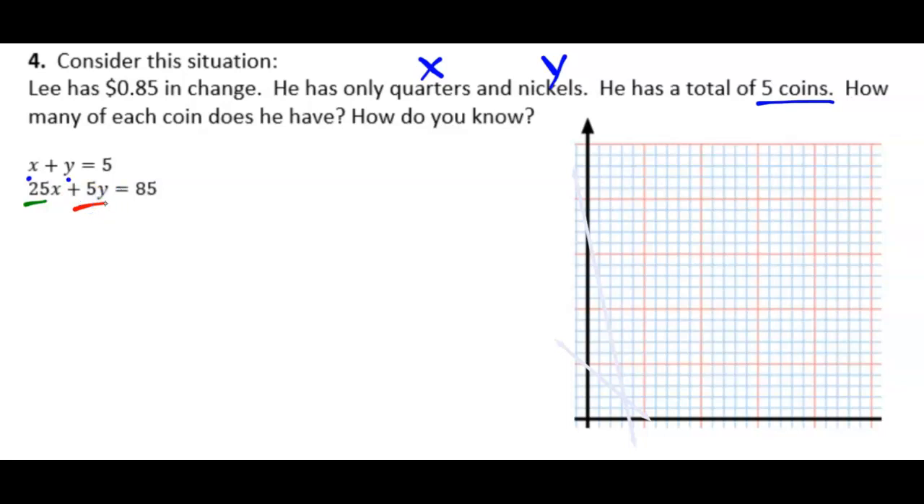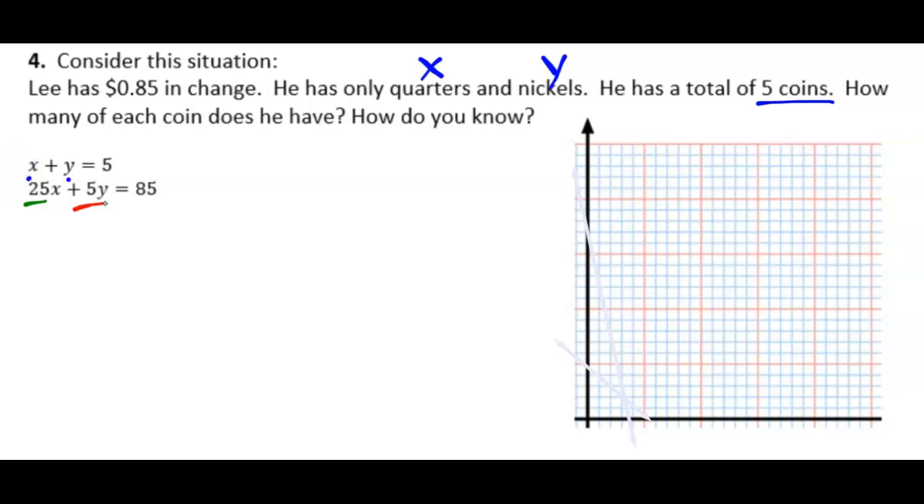And altogether, I have 85 cents. Okay, can I graph this second one? Can I even graph this first one? I can't graph that. That's not in slope-intercept form. So my very first step here, after writing the two equations, so I have a system of equations, is to solve these so they're in slope-intercept form.